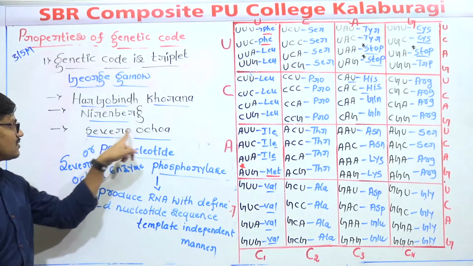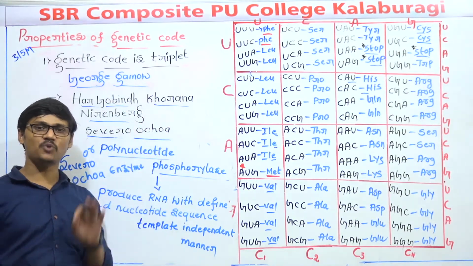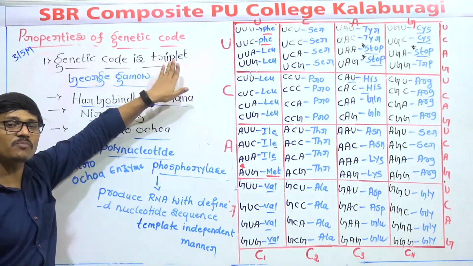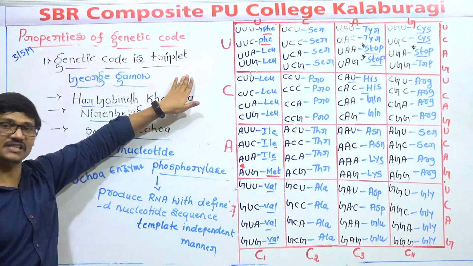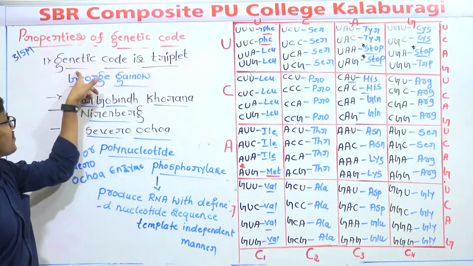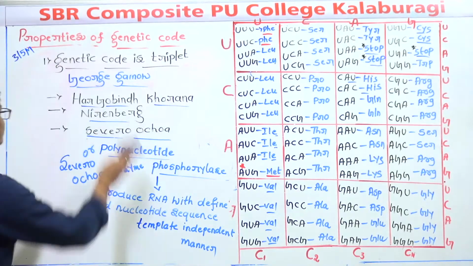And students, because of the contribution of these three scientists, Khorana, Nirenberg, Severo, they practically proved that genetic code is triplet. This is the first property of genetic code. Still, there are many properties of genetic code. The first property of genetic code is triplet. Now, let us see the second property of genetic code.